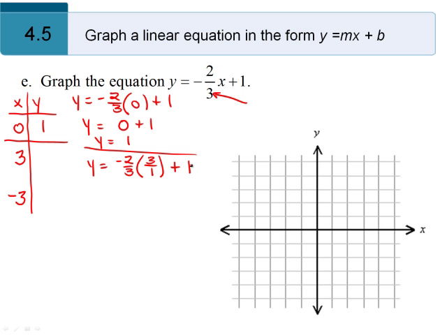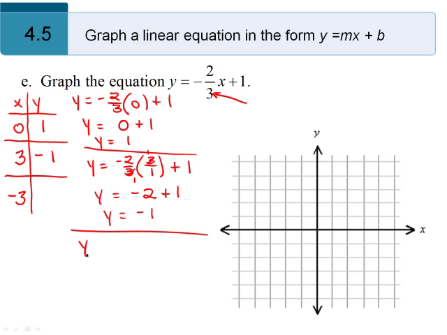Okay, so the 3's cancel to 1's, and negative 2 times 1, they're still on top, is going to be negative 2. Plus 1. And I know there's ones on the bottom, but you don't even want to write that. You just want to write the whole number, negative 2 plus 1. So y equals negative 1. No fractions. Beautiful. All right.